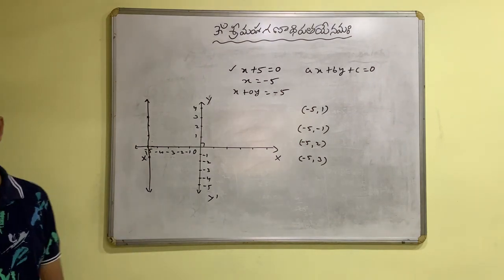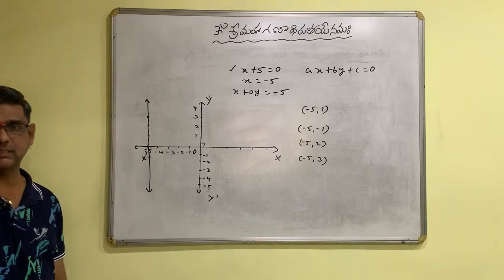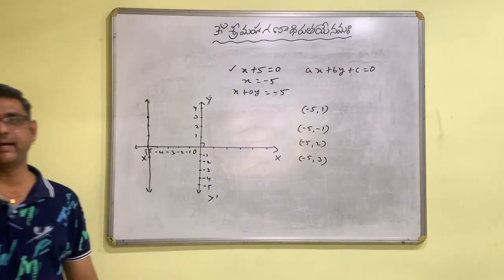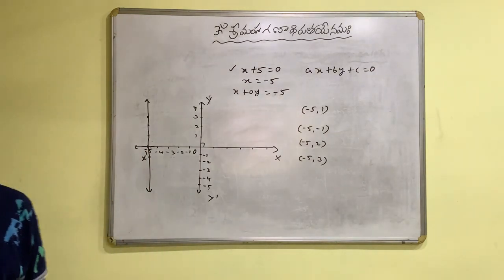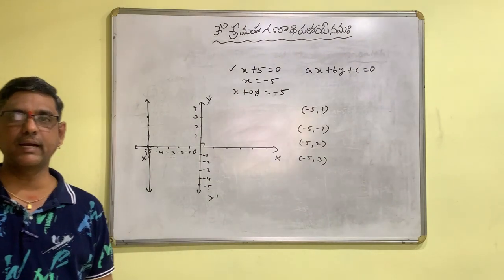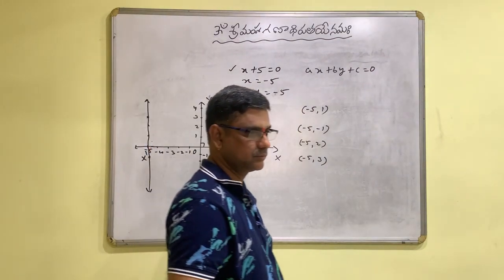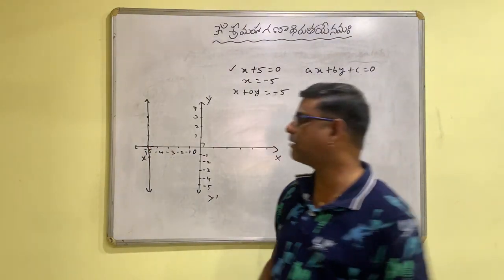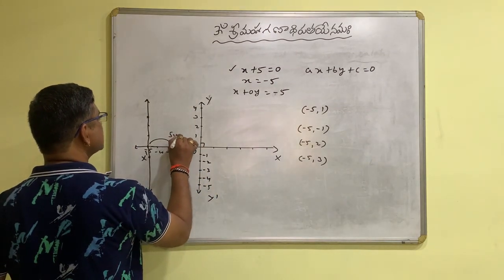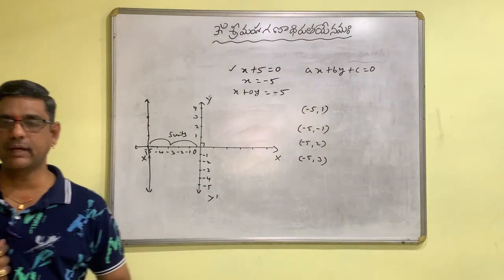You will get a straight line which is parallel to y-axis and at a distance of 5 units from y-axis. You will get a straight line like this. Okay, children.